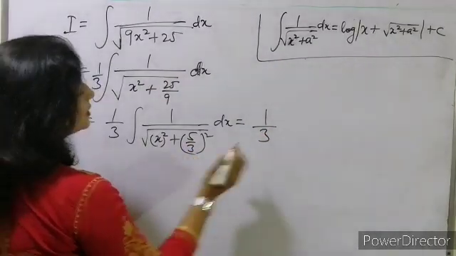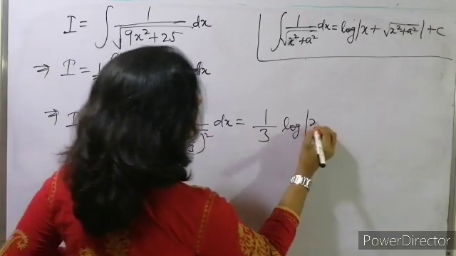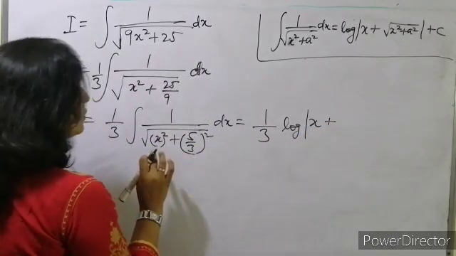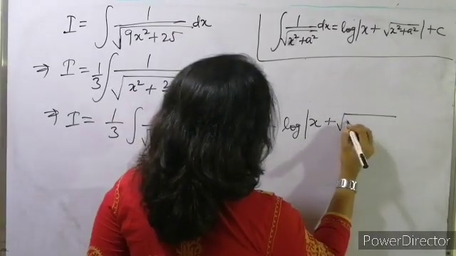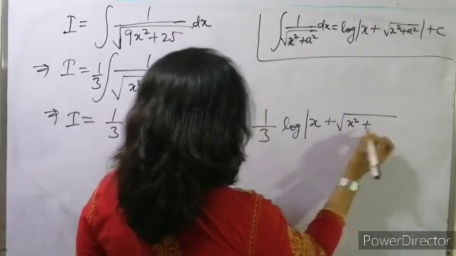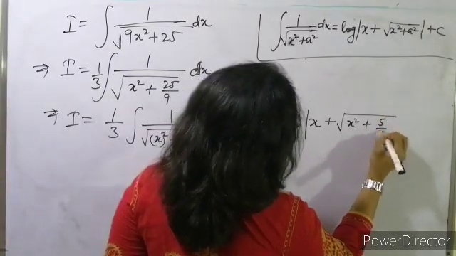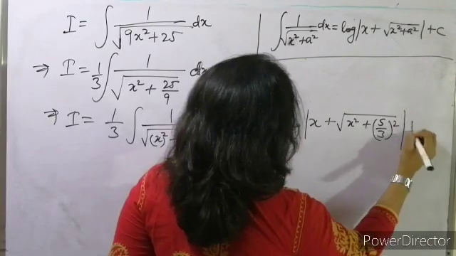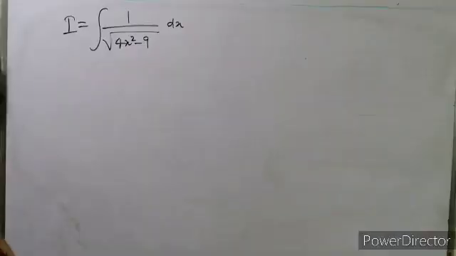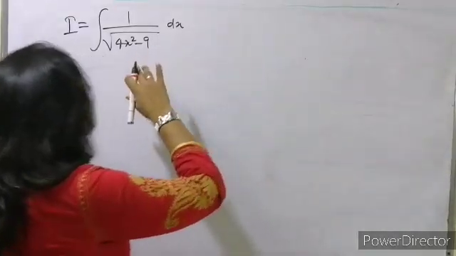Now इसका value हमें मिलता है log of x plus square root of this plus this. So log of x plus square root of x square plus 5 upon 3 whole square plus c. ठीक है?